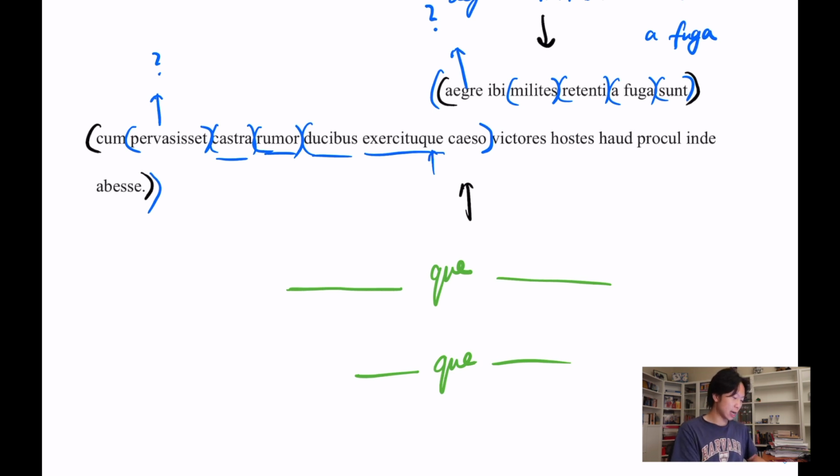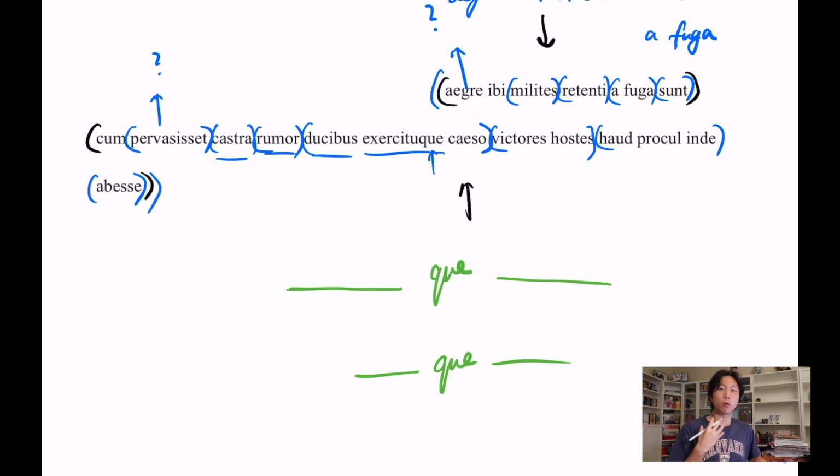Next, victores hostes haud procul inde. Victores hostes goes together for me. I'm not too sure in terms of where in the sentence it sits yet, but it kind of obviously goes together if you look at the endings. Haud procul inde is just some of those annoying words you got to know. So not haud, far away, procul, from there, inde. Abesse, okay. Abesse is interesting in the sense that it's an infinitive.